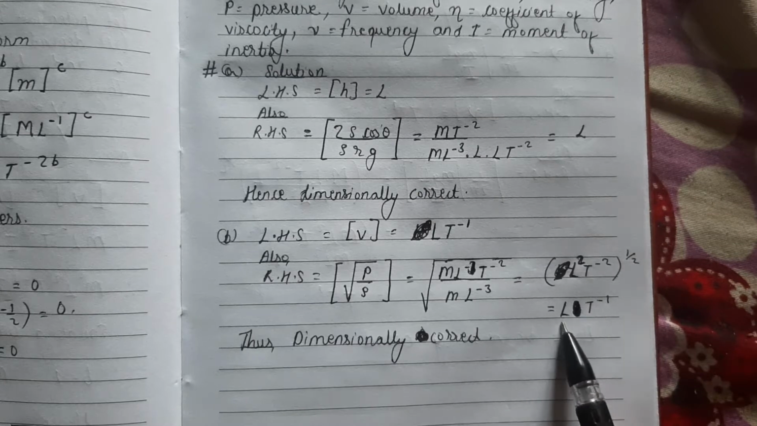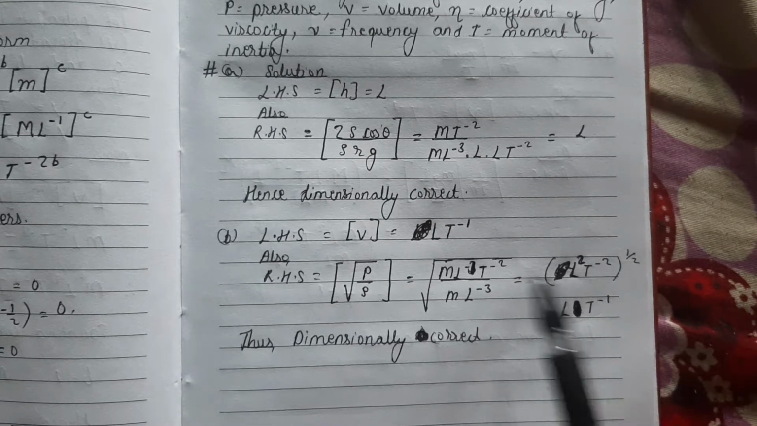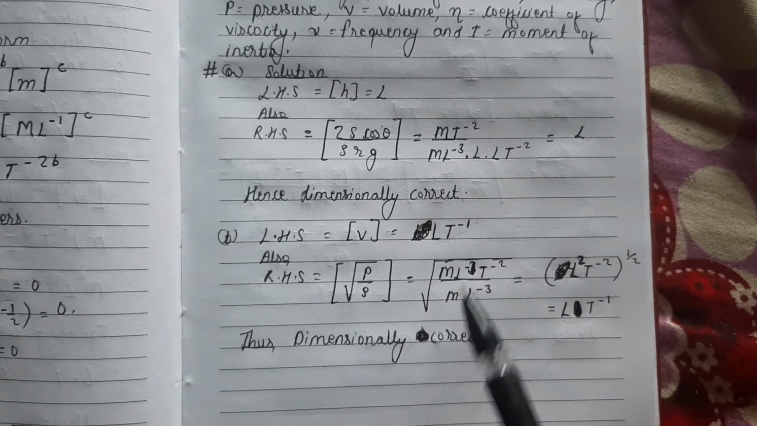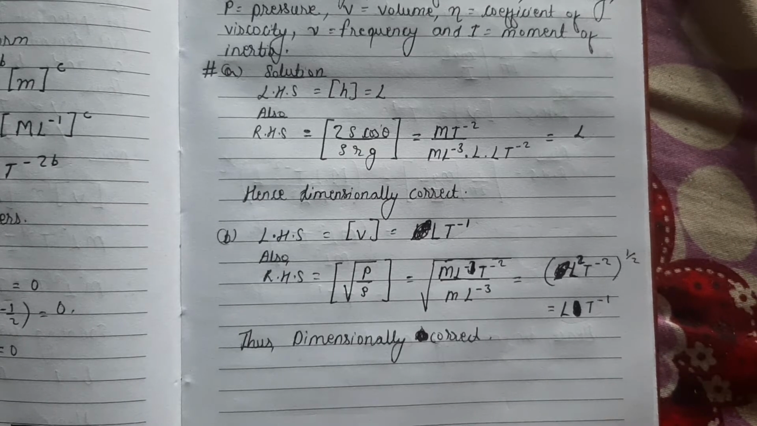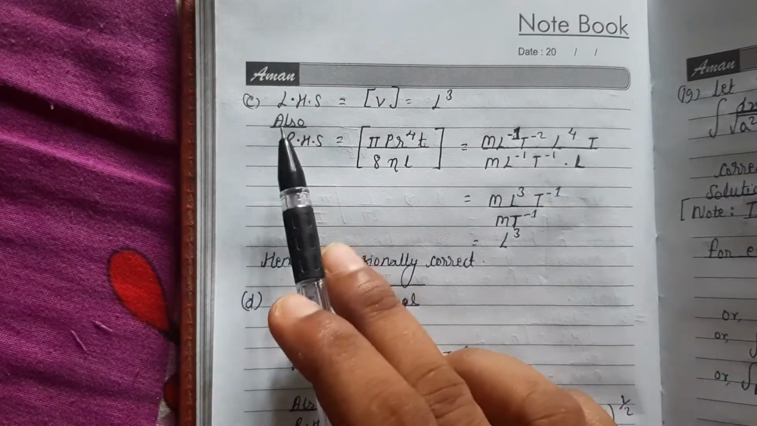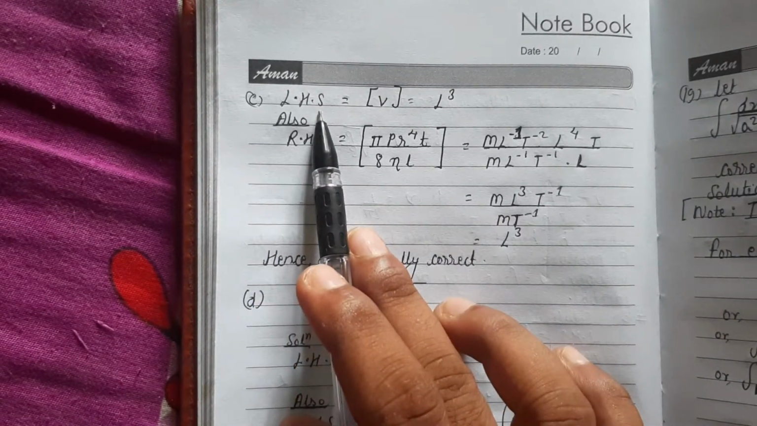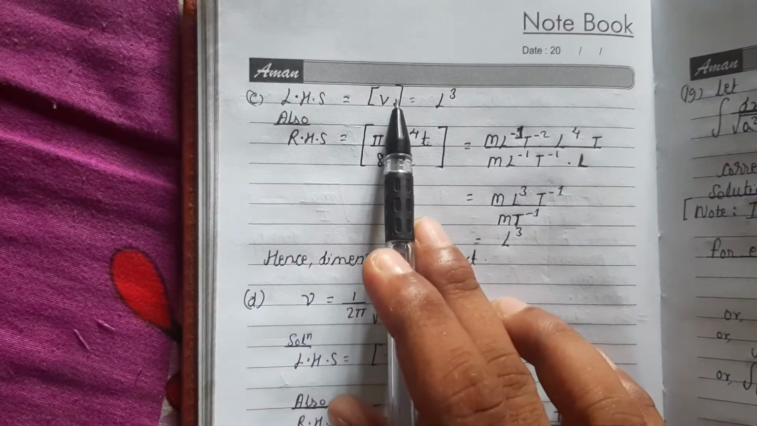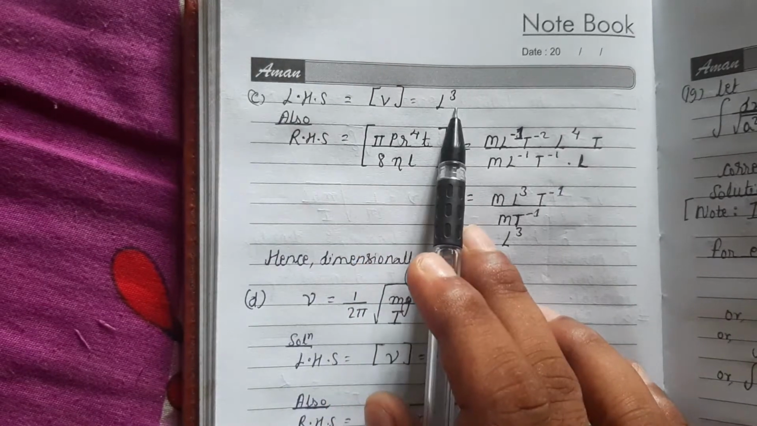Here the dimension formula for the right hand side and left hand side is the same, that's why it is also a dimensionally correct equation. Now let's come to C. The dimension of LHS, that is V, is volume. The dimension of volume is L cubed.